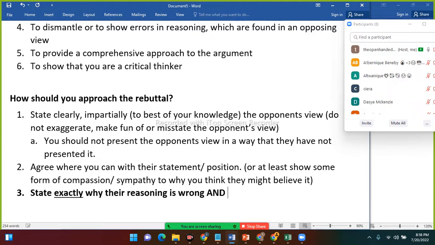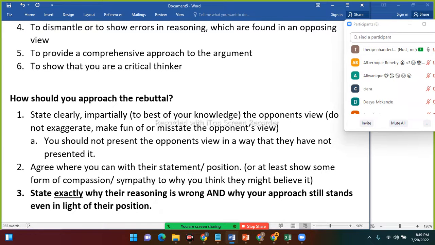and why your approach still stands, even in light of their position. Okay. So you want to state exactly where they're going wrong, right? But you also want to show how your position stands better than their position. Okay, that's very important.